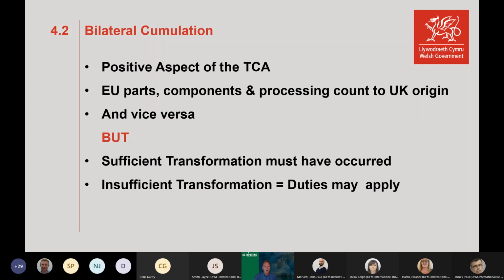So it's protecting that. But a note of warning or caution here: there must be sufficient transformation to have occurred to those products that you're bringing in from the EU, in order to be able to claim UK origin. If there's insufficient transformation, then duties may apply. We'll have a look at that in a little more detail on the next slide, and there are some quite well-known examples of where companies have fallen foul of this particular rule. So yes, there is bilateral accumulation. EU parts, components and processing will count as UK origin, but only if you've carried out sufficient transformation in the UK.